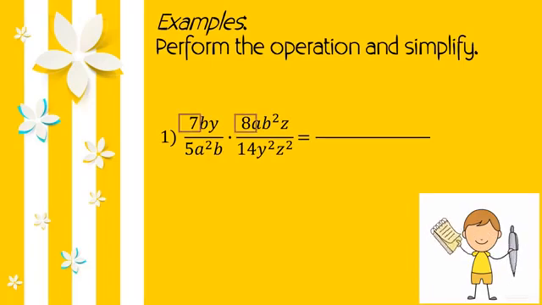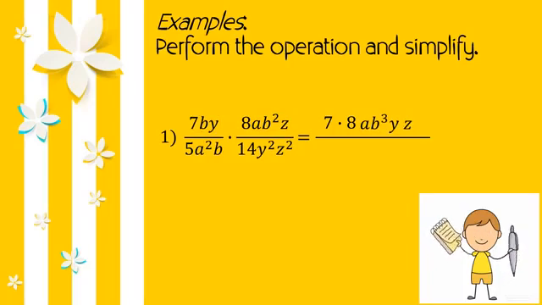So you have 7 times 8. Okay, so I just copy here muna 7 times 8. And also you have to multiply the variables. So by times ab squared z. Okay, so that is now equal to ab to the 3yz.